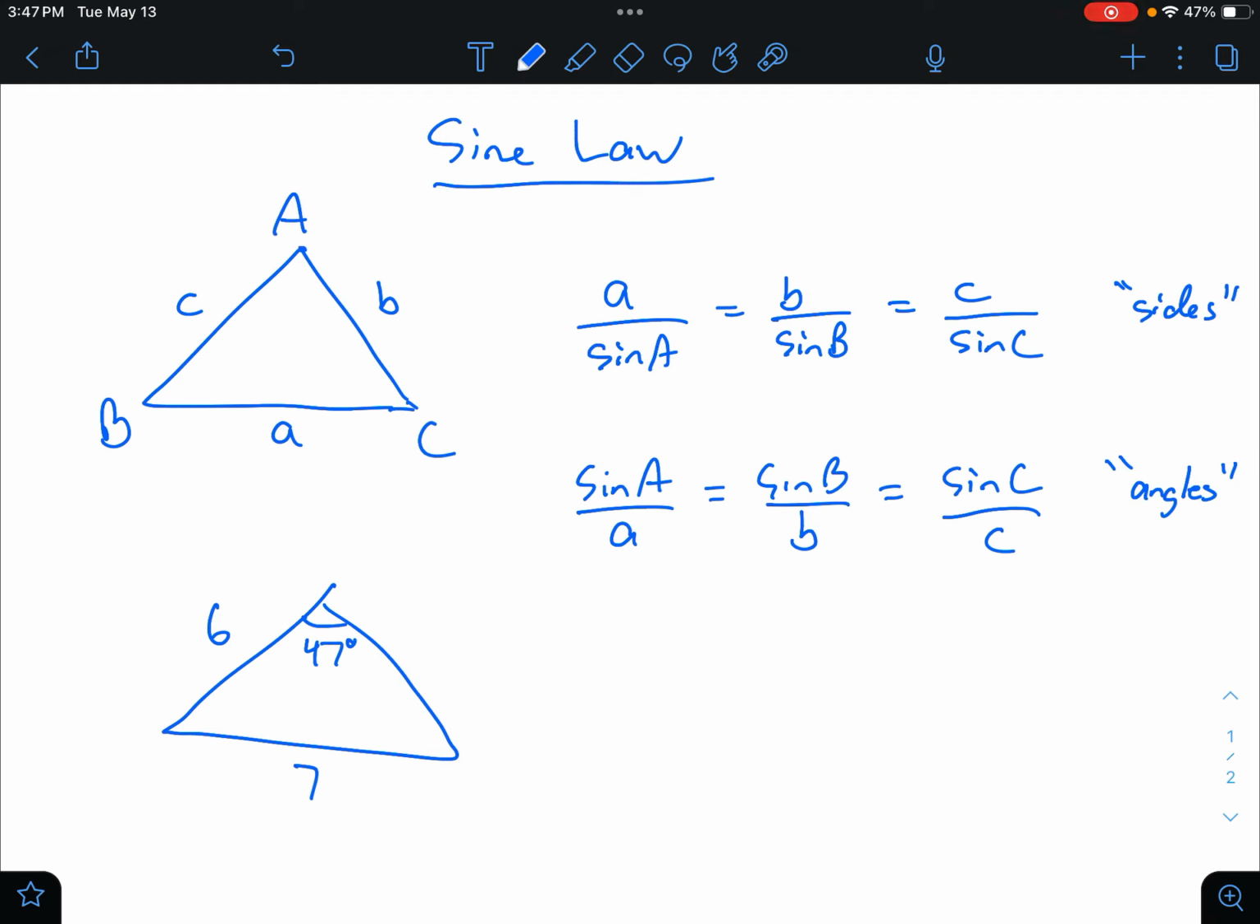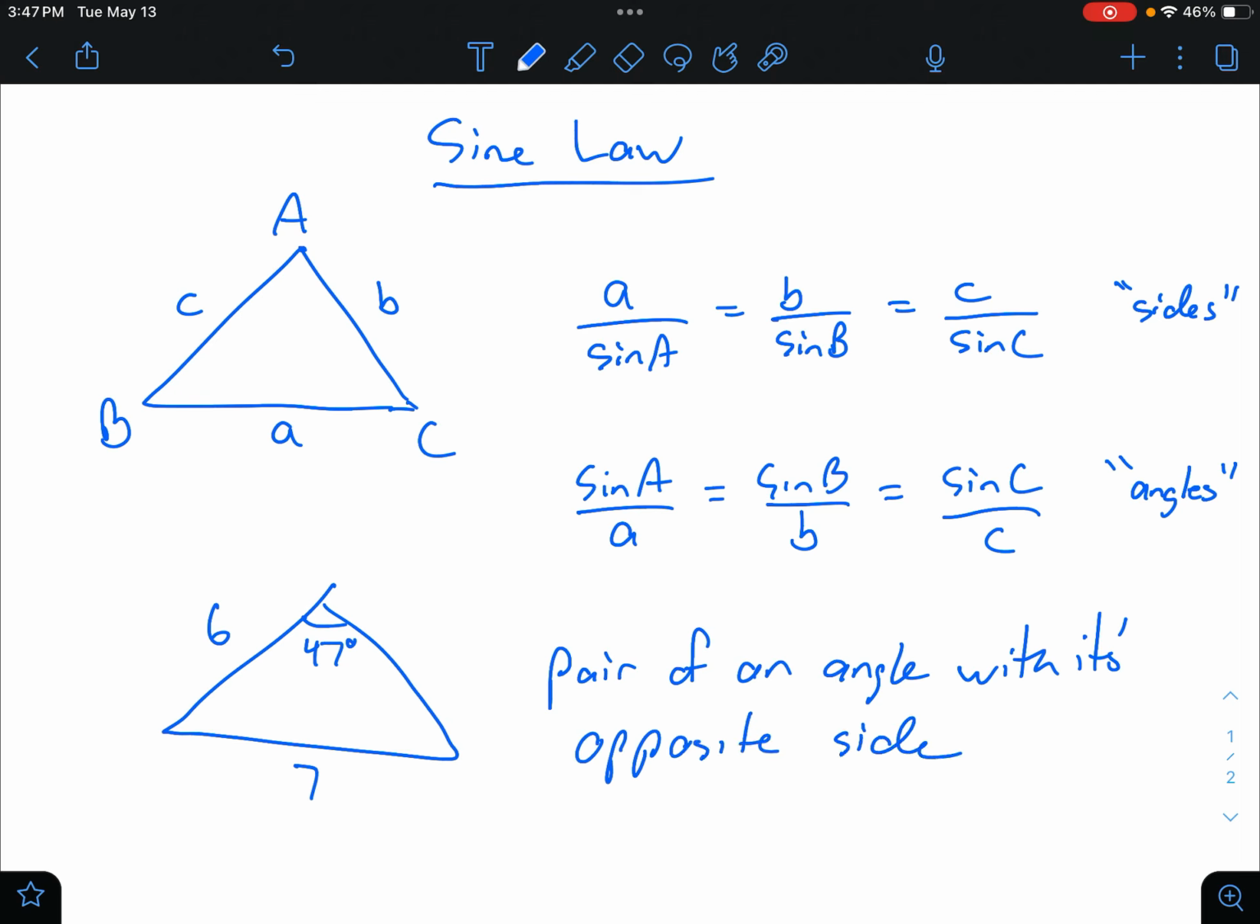This triangle is definitely a sine law question. The reason it's a sine law question is because we have a pair of an angle with its opposite side. So in this triangle, I've got the angle of 47, and the side across from it is 7. That is an angle with its opposite side. If you have that, this is a sine law question. If you do not have a pair of an angle with its opposite side, it's not a sine law question.